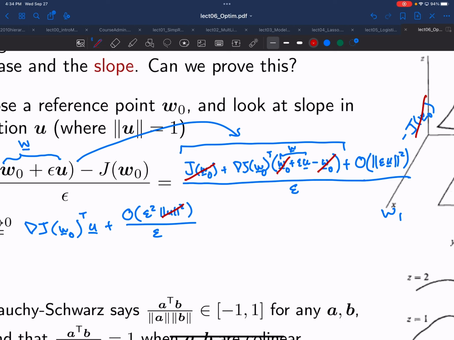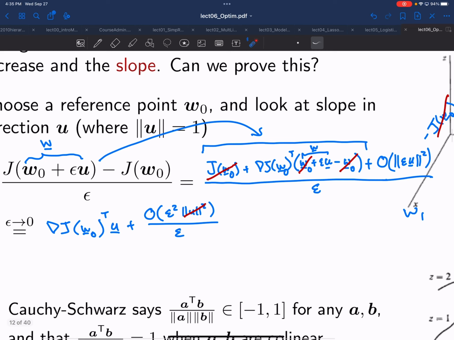Okay, so how are we doing on this? Are we good with the first term? Any questions on that? What about the second term? So what do you think is going to happen now if I think more about this second term? What happens as epsilon goes to 0?